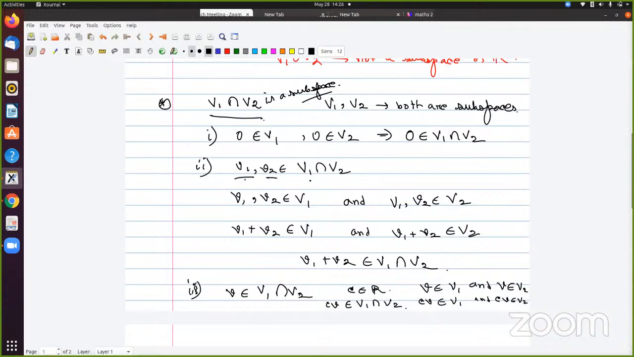So V1 is in V1 and V2 is in V1, and V1 and V2 are in V2. That part is clear because this is the intersection, right? As V1 is a subspace, their sum lies in the same space. Similarly, V2 is also a subspace, so their sum lies in the space V2. So V1 plus V2 lies in V1 and lies in V2, so it lies in the intersection. So the second property also holds. Then the scalar one is the same thing.